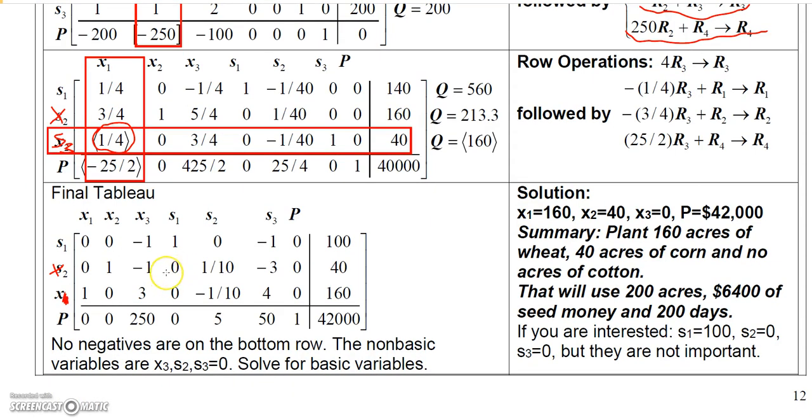So I'm going to wrap this up with one more video, and on the last video I'm just going to show you how to set up a couple of word problems.